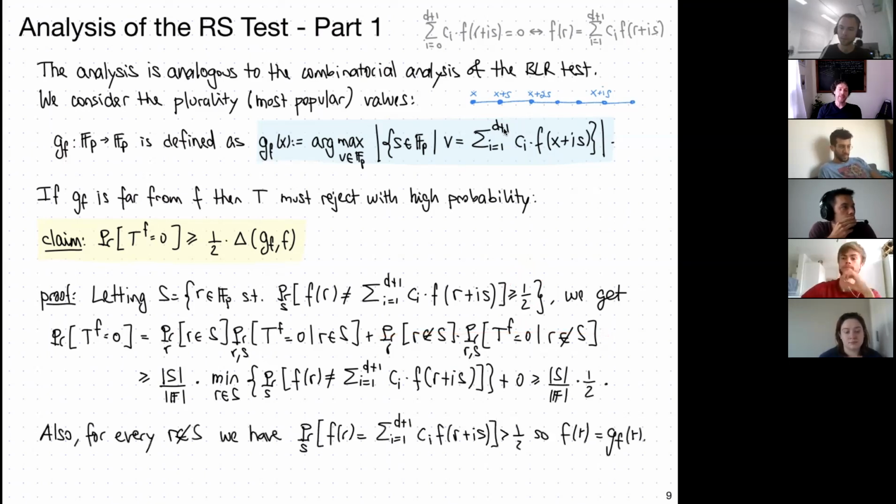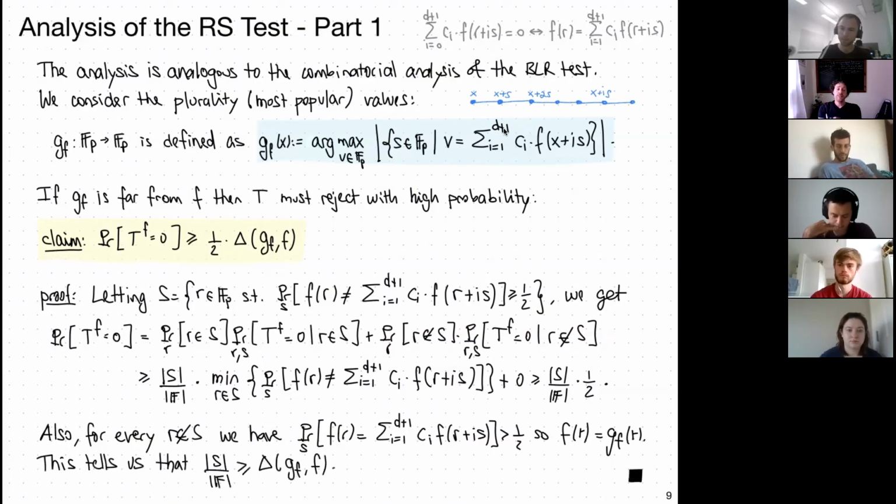And as we had yesterday, we're observing that if R is not in the set S, then definitionally, it means that most of the values agree with it. And so it means that the correction, the plurality vote, is exactly the function at this point. This is exactly how we define G of F. And so it means that the distance of G F to F is just determined by this part of S, and exactly as before, we get this claim, right? So this is the first claim. And as you remember, we had this easy claim, hard claim, easy claim, and we'll have the same thing here.